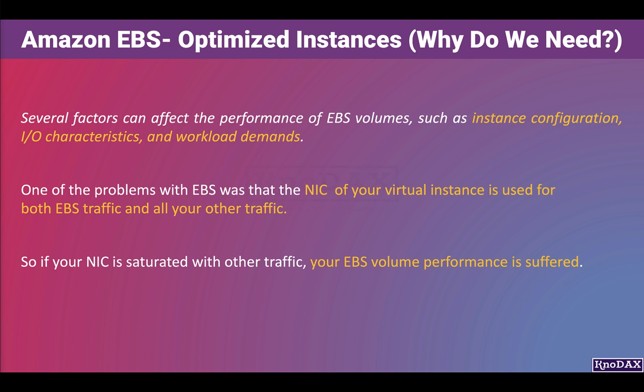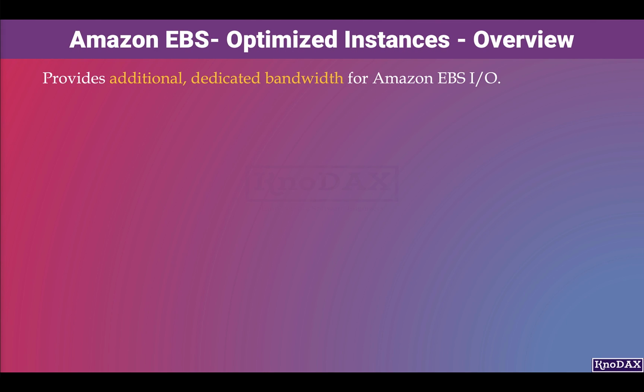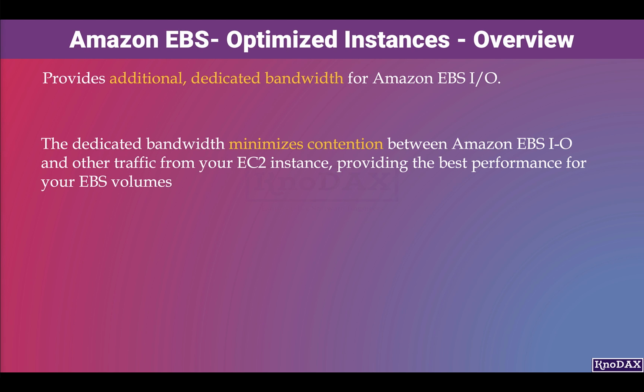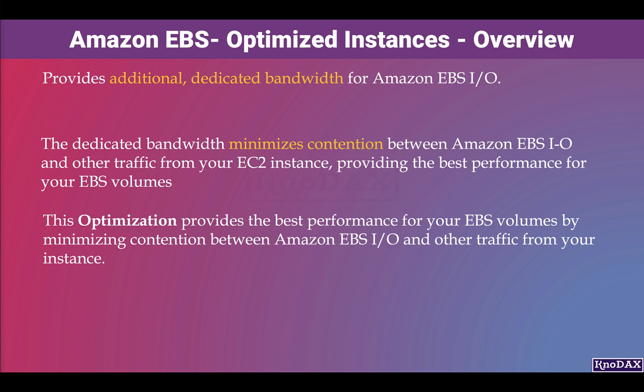With that context, let's understand EBS optimized instances. An Amazon EBS optimized instance provides additional dedicated bandwidth for Amazon EBS I/O. The dedicated bandwidth minimizes contention between Amazon EBS I/O and other traffic from your EC2 instance, providing the best performance for your EBS volumes. In other words, this optimization provides the best performance for your EBS volumes by minimizing contention between Amazon EBS I/O and other traffic from your instance. That's why the name is EBS optimized instances.